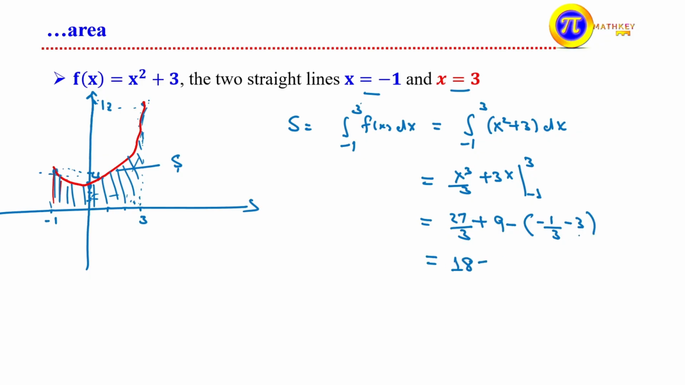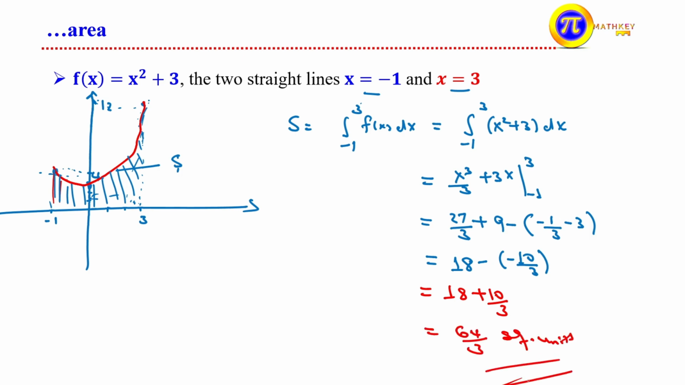Minus, we take -1 over 3 minus 3, which means -10 over 3, it becomes plus 10 over 3 here. So the result is 18 plus 10 over 3. 18 times 3 is 54, plus 10, which equals 64 over 3. That's the result here: 64 over 3 square units.